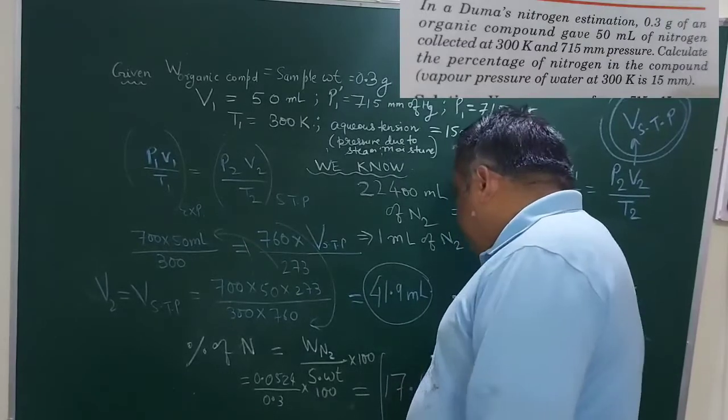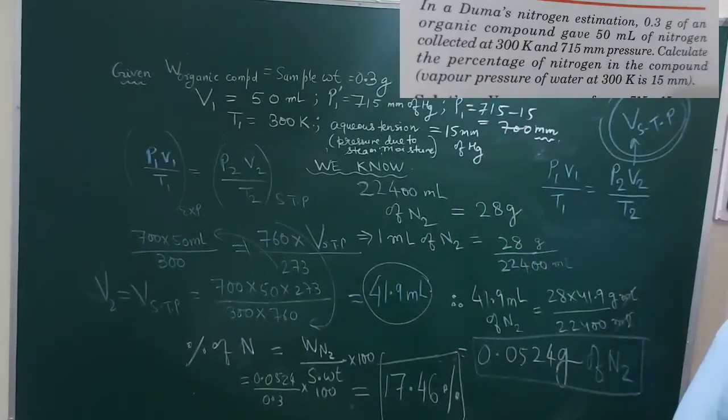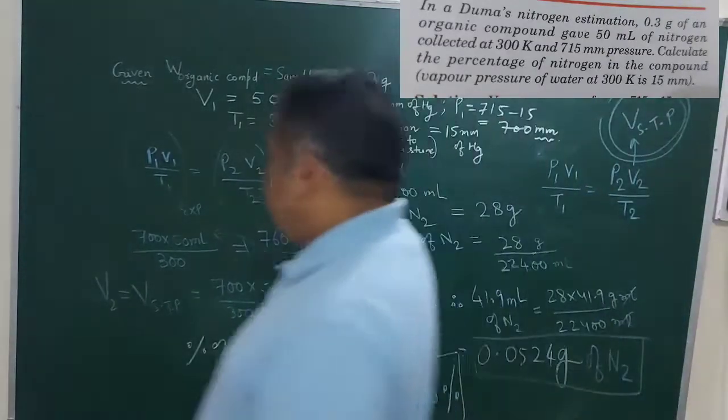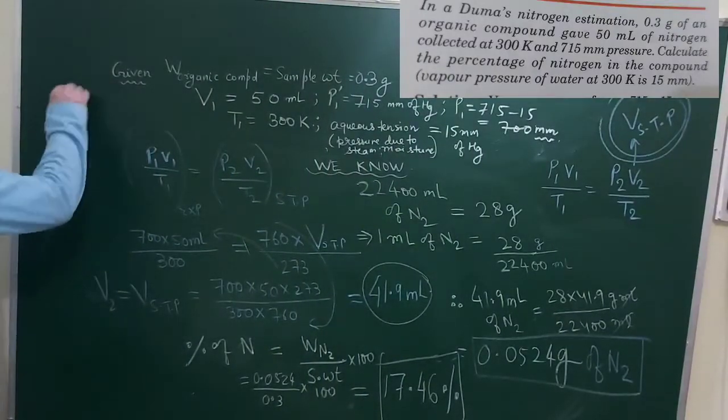So in this way we can find out the percentage of nitrogen using Dumas method. So which method have we used? We have used Dumas method.